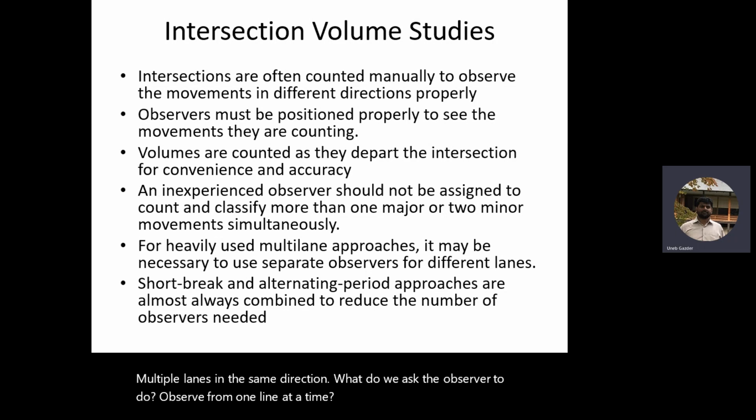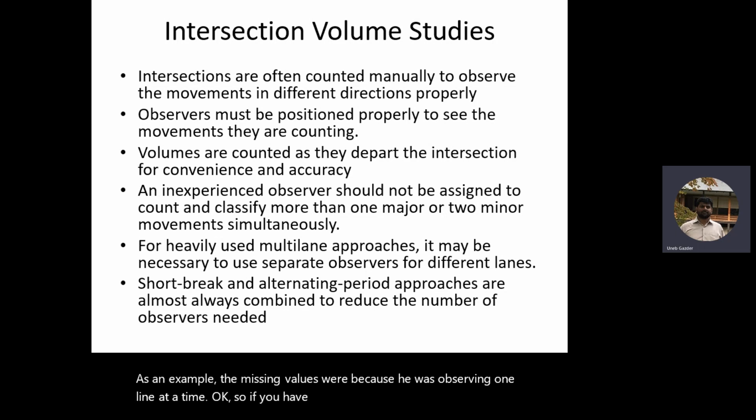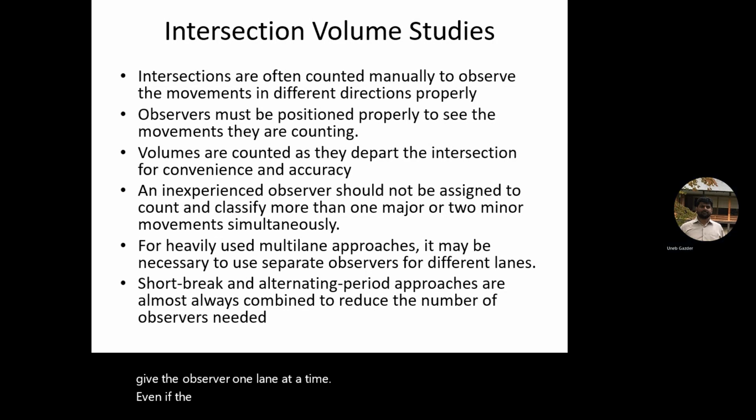There was an example. The missing values were because he was observing one lane at a time. Okay. So if you have multiple lanes, it's a good approach to give the observer one lane at a time, even if they are in the same direction. Okay. Again, it will reduce your error.